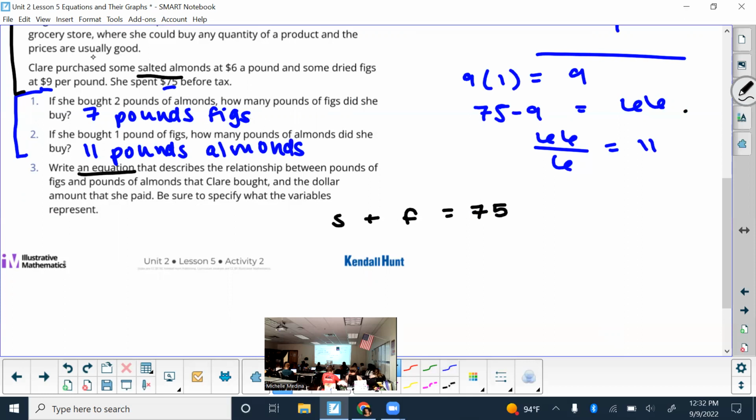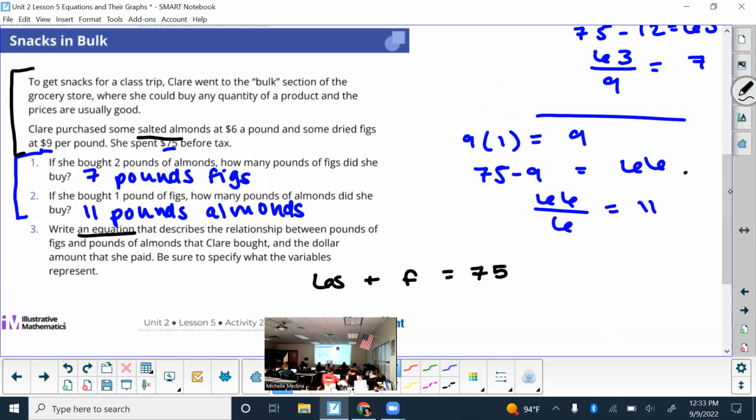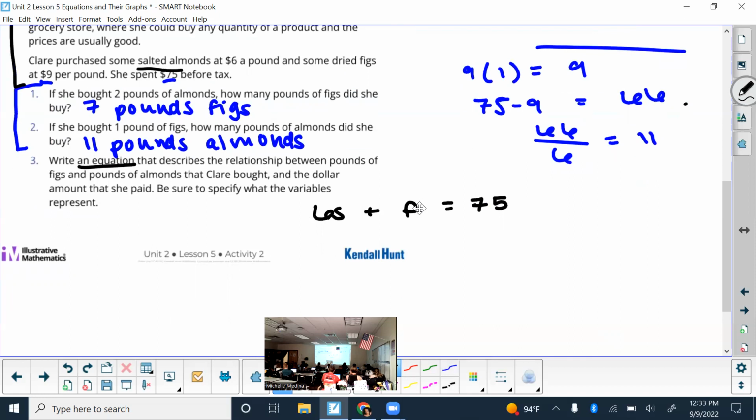So what do I put with the S? You multiply the pounds of almonds you have times 6. You could have also used A, just as long as the variables aren't the same. And then anything else I need to put in here? No. In front of 6. All right, that's how you would write your equation.